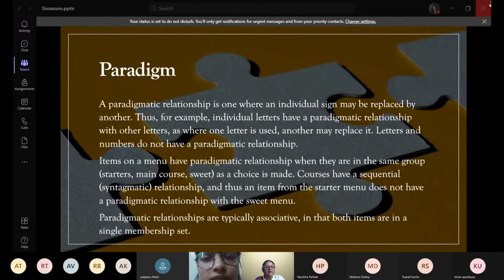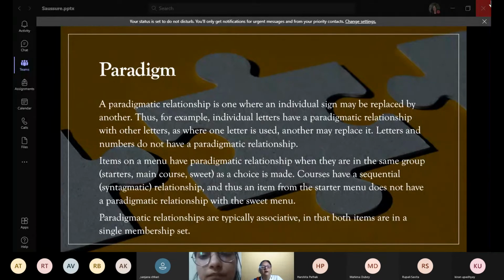तो desserts, so desserts cannot be replaced by starter, starters cannot be replaced by main course, right. लेकिन वो जो है वो किस relationship में है, वो paradigmatic relationship नहीं है ना. और अगर आप एक चीज को दूसरी चीज से replace कर सकते हैं तो that is paradigmatic relationship. तो क्या बात हुई कि syntagmatic relationship जो है वो strict rules होती है, लेकिन paradigmatic relationship में choice होती है. तो courses have sequential relationship. Starter की जगह main course नहीं ले सकता, main course की जगह desserts नहीं ले सकते, तो वो syntagmatic relationship है, right. And thus an item from the starter menu does not have a paradigmatic relationship with the sweet menu.